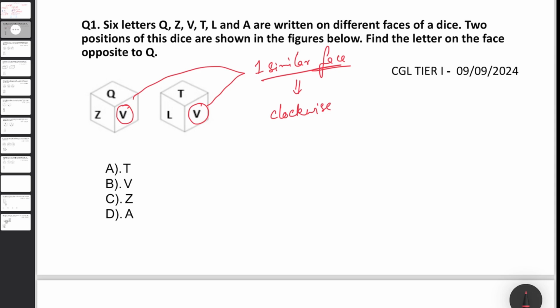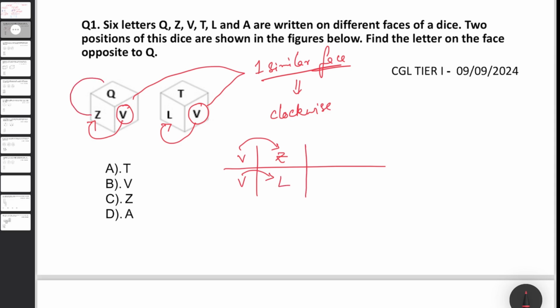Let me write here V, V. The first one, V. And after V, it's Z. And after V, Z is written here. Clockwise direction. So in the second dice, after V, L is here. Similarly, after Z, it's Q. So let me write Q here. After L, it's T. So after L, let me write T.